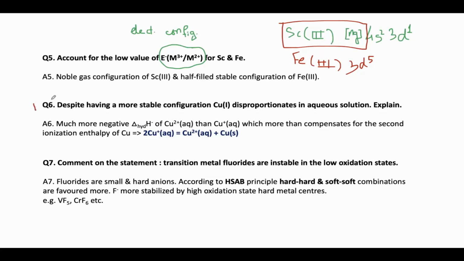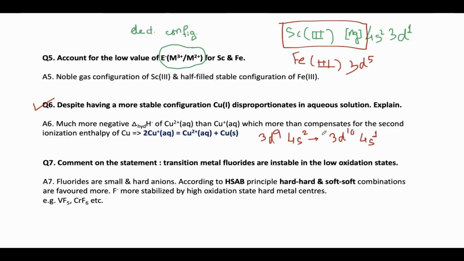The next question is: despite having a more stable configuration, copper 1+ disproportionates in aqueous solution. Explain. Firstly, we have to start with copper 0. Copper 0 has the electronic configuration 3d9 4s2, or you can say both the electrons should be in their half-filled and full-filled state. So later it actually has 3d10 4s1.